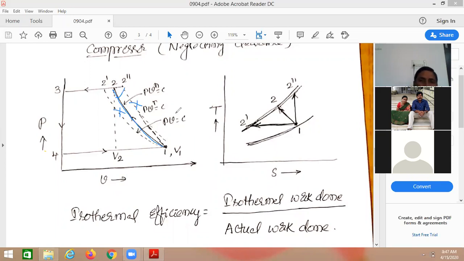The same is shown here. 1 to 2 is compression. When, at the end of the compression stroke, the delivery valve opens, from 2 to 3 the compressed air is pushed out of the cylinder. So 1, 2, 3 completely represents the compression stroke. During 2 to 3, no compression takes place; only pushing of the compressed air happens.